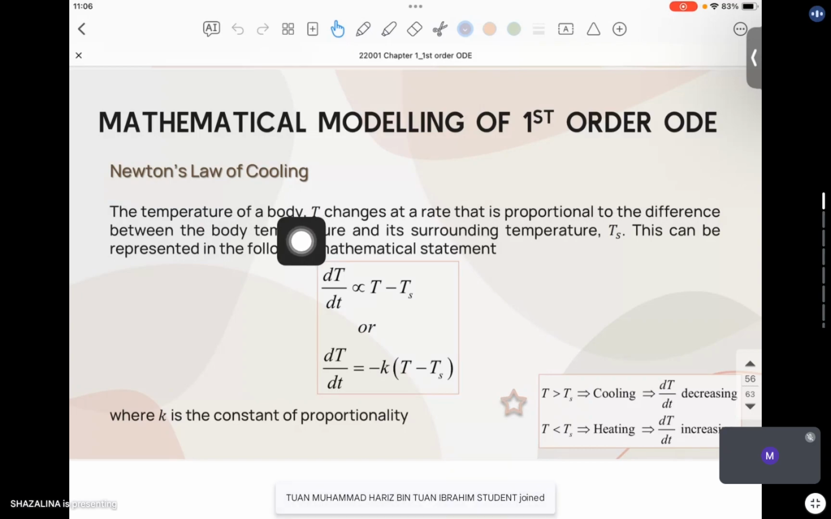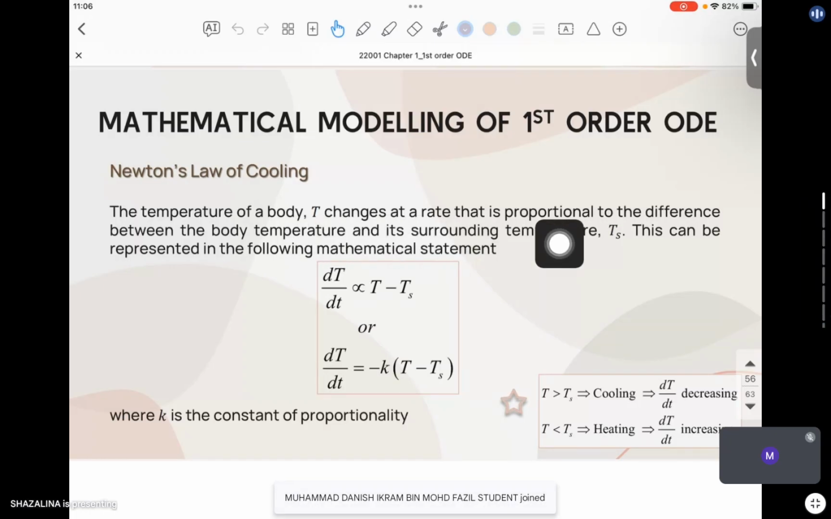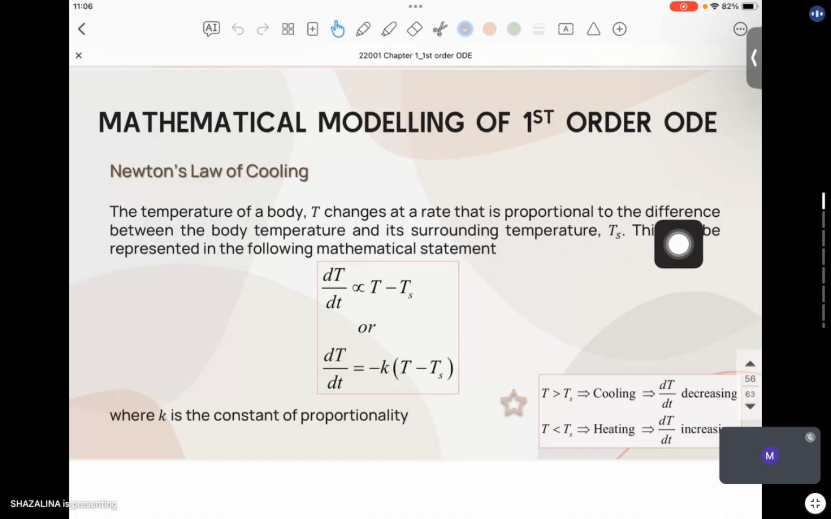Body tu depend on equation. Sometimes boleh jadi manusia, sometimes boleh jadi kalau nak calculate temperature of the cake, calculate temperature of the drinks, any kind of material, temperature of the body change at a rate that is proportional, berkadar langsung, to the difference between, berkadar langsung kepada perbezaan antara temperature of the body and also surrounding temperature. Capital T here represent temperature of the body. Surrounding temperature represent the TS.